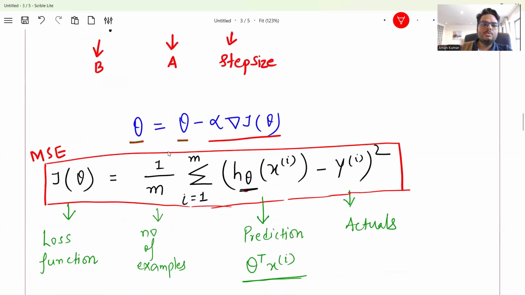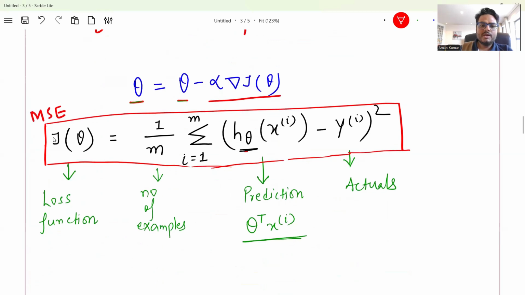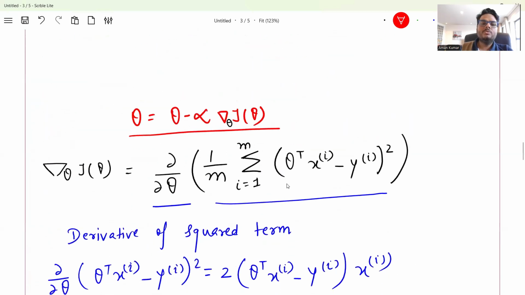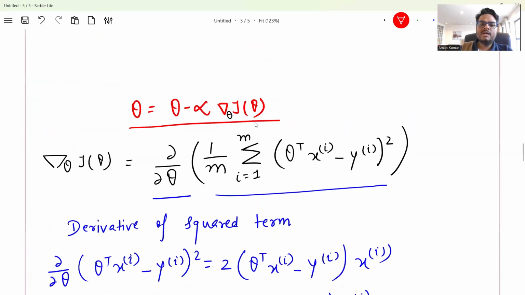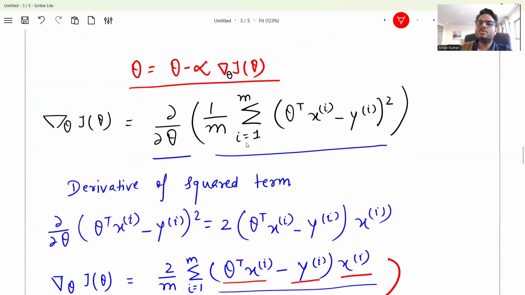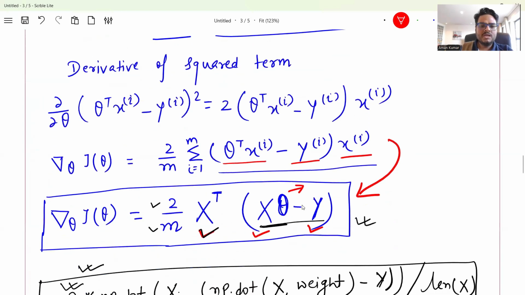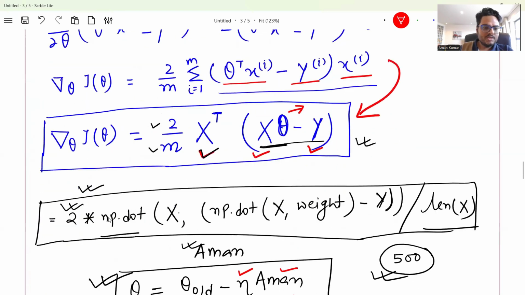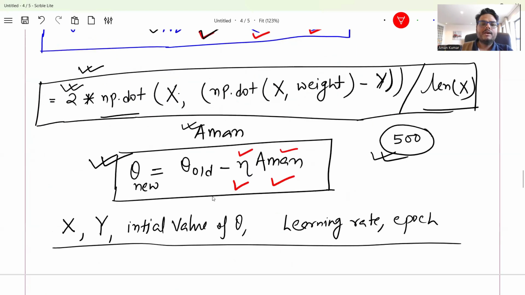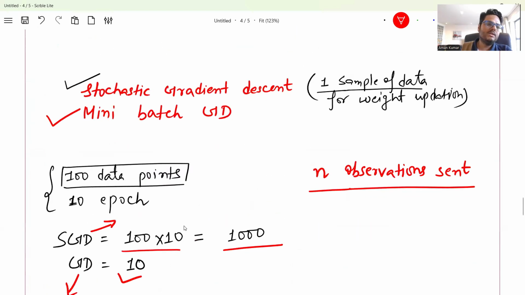This is your generic formula. This is your mean squared error generic formula. When you plug in the mean squared error formula and differentiate with respect to theta to get the direction, the gradient, you get this generic formula. We put this formula in Python and tried to run gradient descent in Python. After that, I told you there are two versions of gradient descent, stochastic and mini batch.